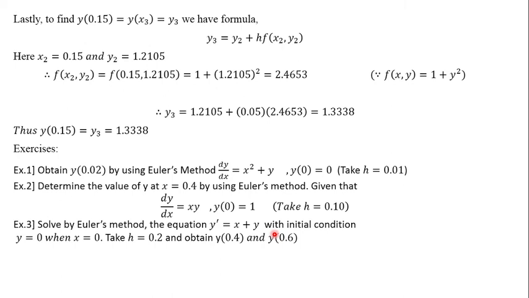So obtain as we have done in the previous example. And then the third example is again similar, only the change is in f of (x, y), and wherever h is there you have to take care of that. In the last example h is 0.2 and you have to obtain y at 0.4 and y at 0.6. So this is again a very easy method for solving first order ordinary differential equations. So this is about Euler's method of successive approximation.